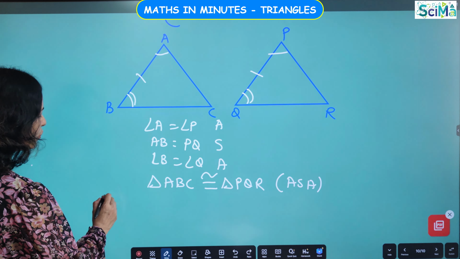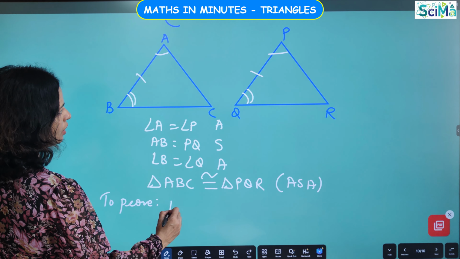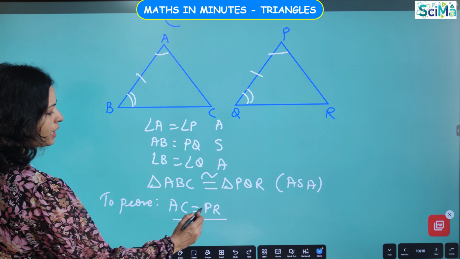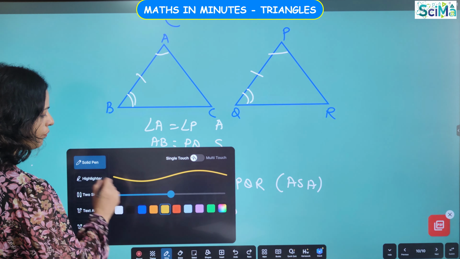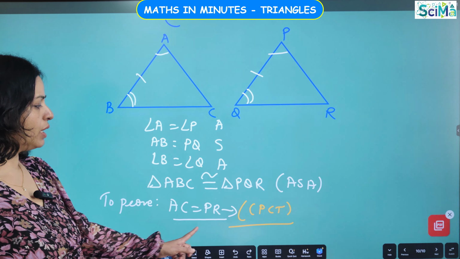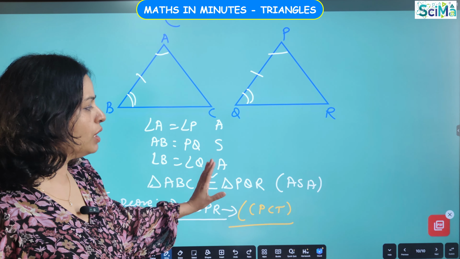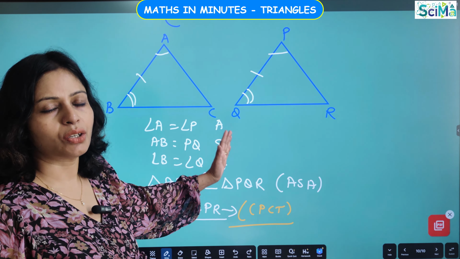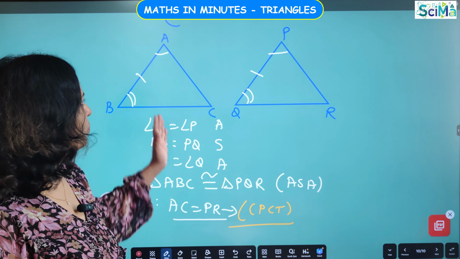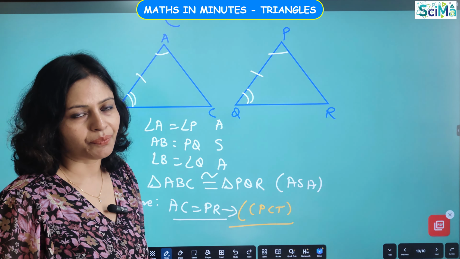After that, if they ask you to prove AC is equal to PR, we can directly prove this by using CPCT, these 2 sides are equal, because we have already proved the congruency between these 2 triangles using ASA rule. So once the triangles are congruent, by CPCT we can prove the corresponding sides equal. So because AC's corresponding side is PR, we can say AC is equal to PR.